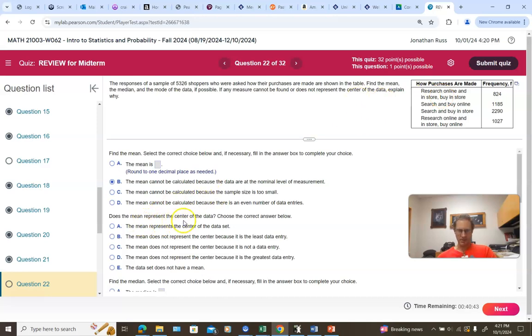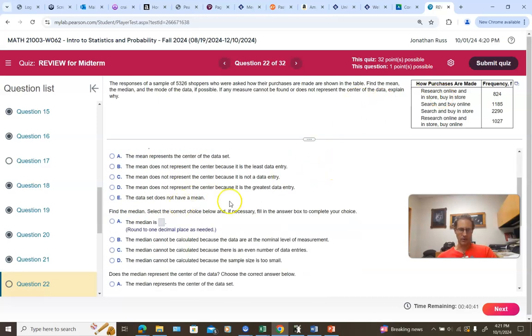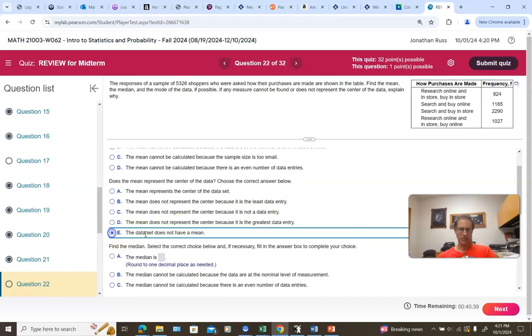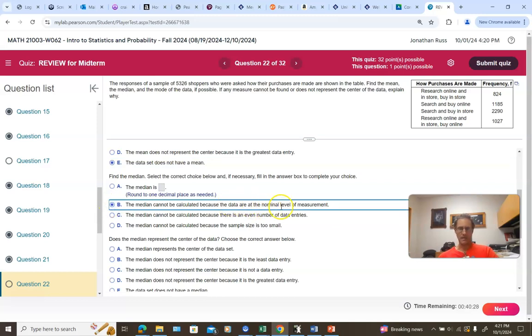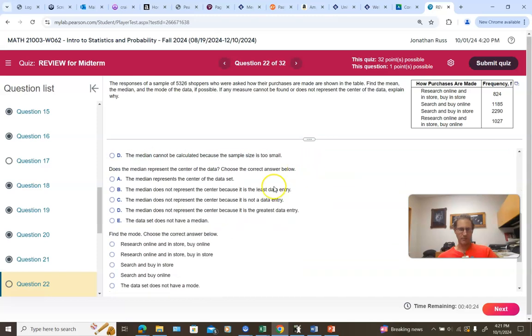And then it says, does the mean represent the center of the data? Well, there is no mean, okay? And then find the median. There is no median, okay, because the data, again, is at the nominal level of measurement. And does the median represent the center of the data? Well, the data set does not have a median.